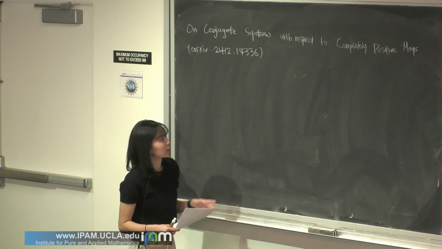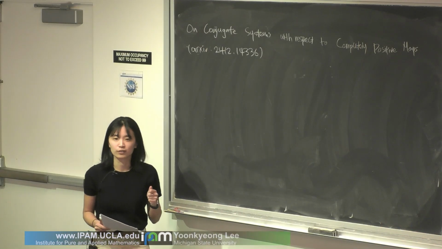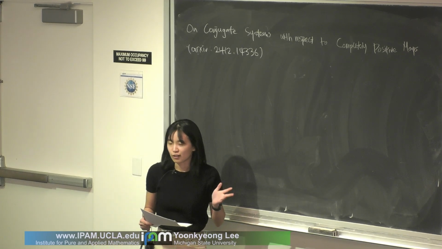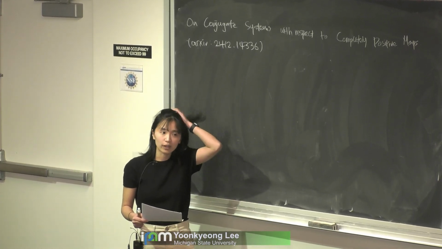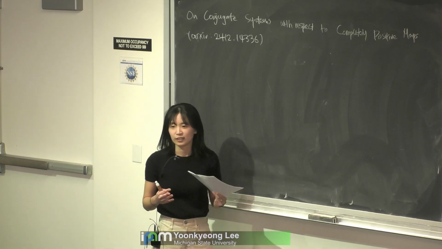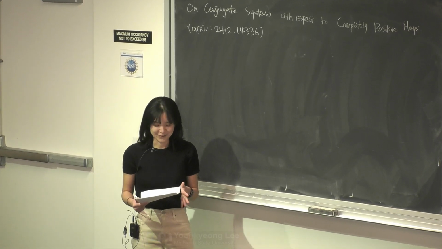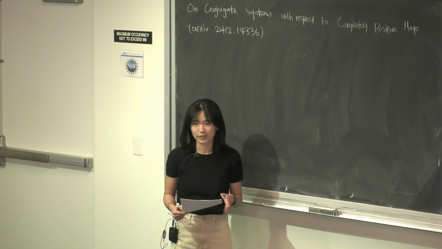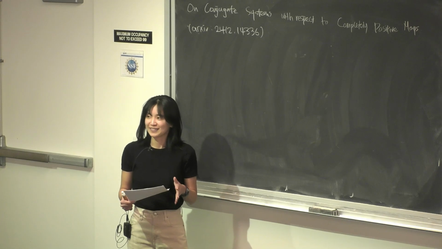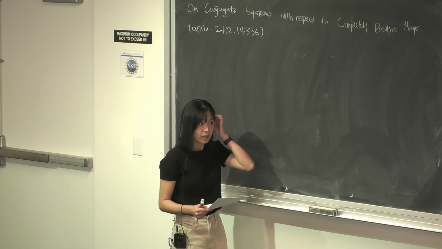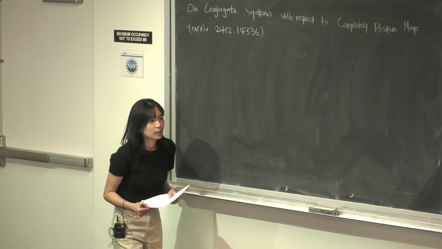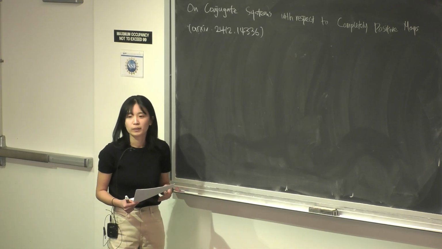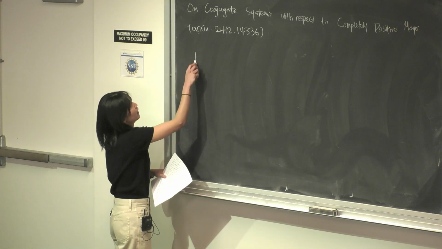In this talk, I'm going to talk about conjugate systems with respect to completely positive maps. From yesterday's and today's talk, you have seen there are two different approaches in free probability, non-microstates and microstates. Today, I'm going to focus on non-microstates via conjugate system. Then one thing a conjugate system tells us about a von Neumann algebra is the following.